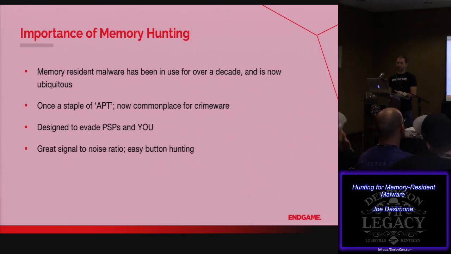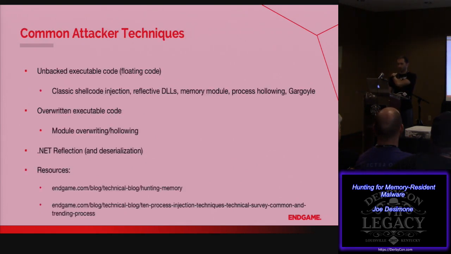But it's a great signal-to-noise ratio, because you're going to have false positives on any type of detection technique, but there are a lot fewer if you're looking at stuff in memory. So you can find the bad stuff quickly. And if you do it right, it can be easy button hunting to find red teams and actual adversaries in your network.